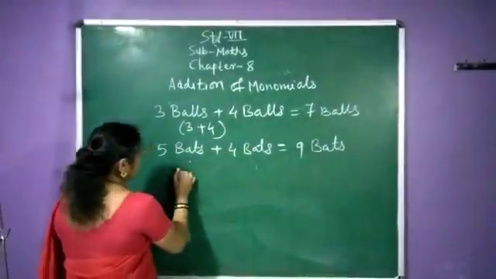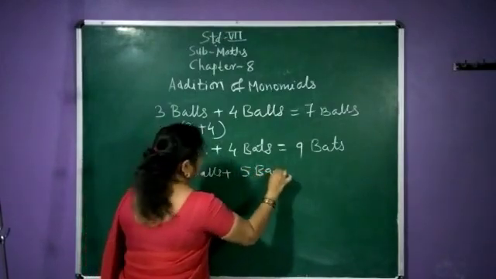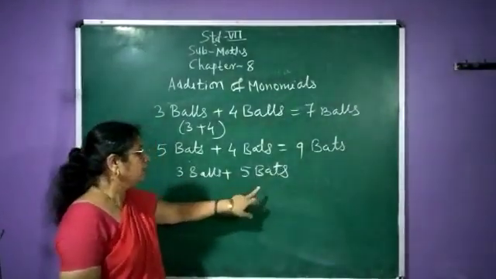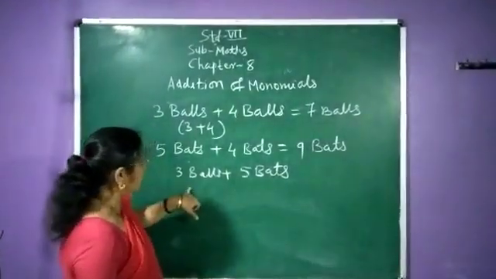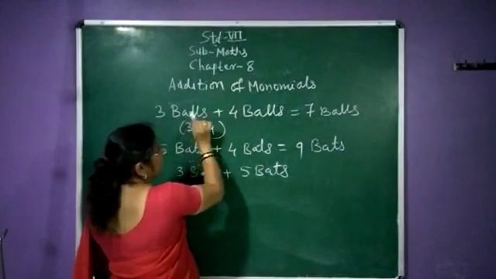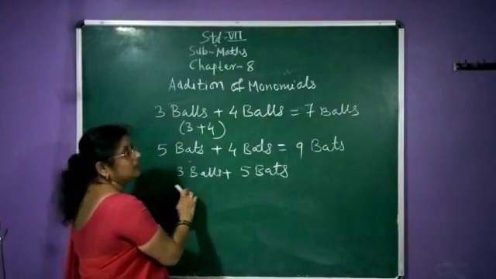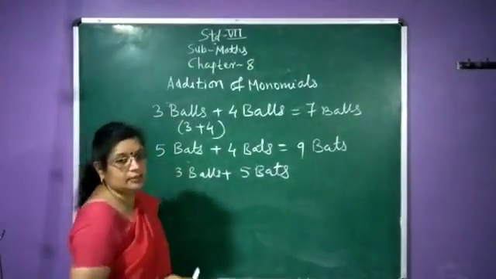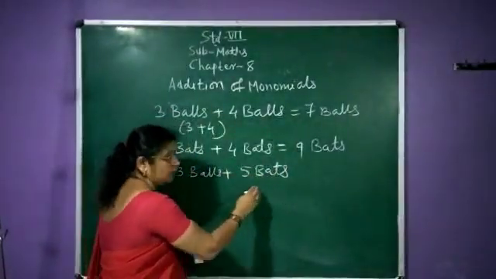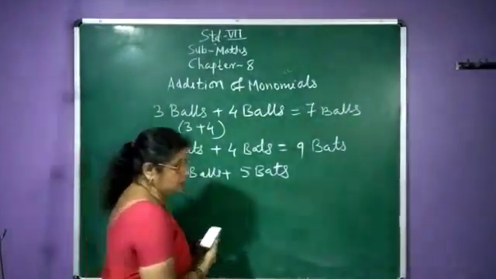Now suppose I take 3 balls plus 5 bats, then I will not be able to add it because the things are different. Here I am able to add because the things are same, whereas in this case the things are different, so we are not able to add. That means this is not a like term, so we will not be able to add.